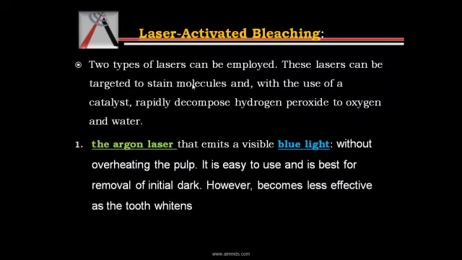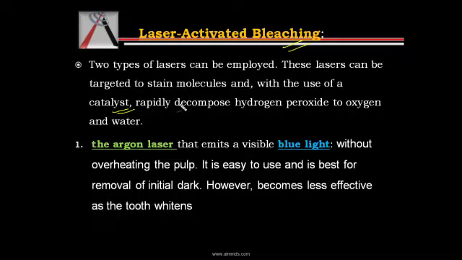Other than using heat or light for the activation of bleaching, even lasers have been used in activation of the bleaching agent. Commonly 2 types of lasers can be employed. So the purpose is we use special catalysts that target the lasers in the area of stains, so that they rapidly decompose hydrogen peroxide to oxygen and water.